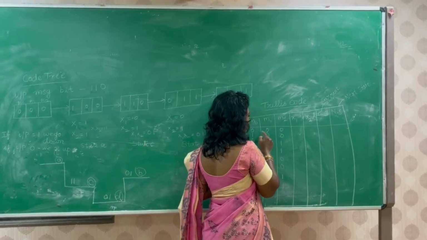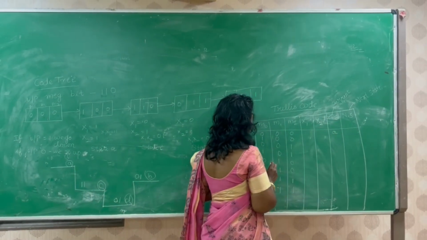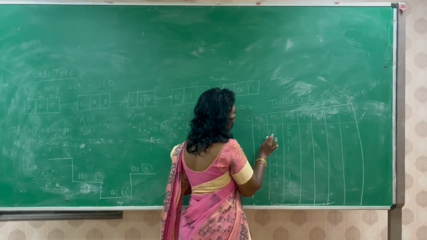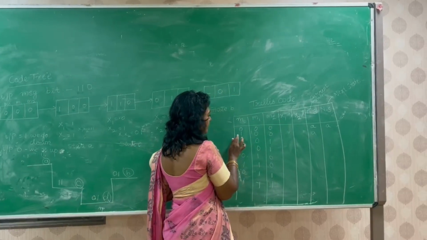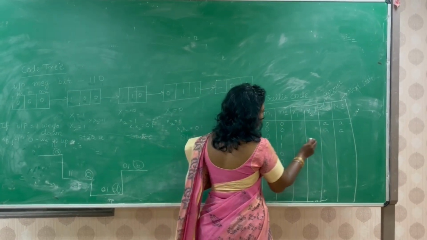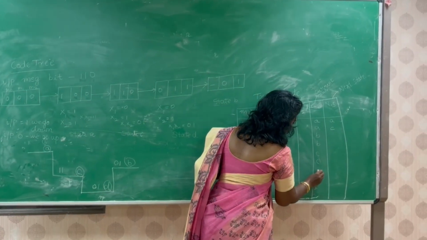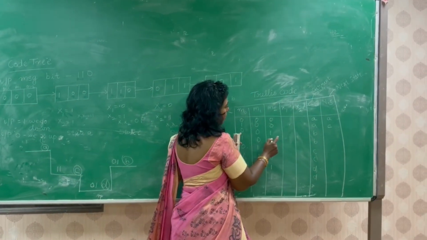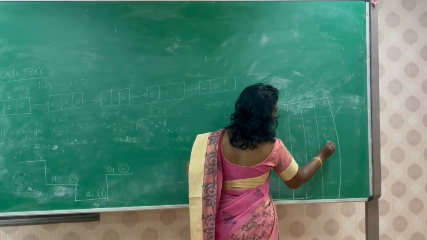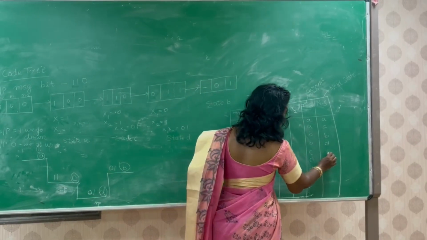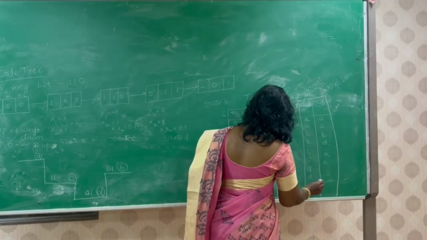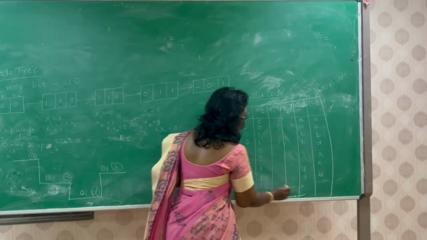Now, the current state is A. The next state depends upon M0 and M2, which is also A. Here, current state is A again. Next state is depending upon conditions of M0 and M2, which is 1, 0. 1, 0 is C. This is state B. The next state is 0, 1, which is here again. This next state is D. 1, 1 is D. 0, 0 is A. 1, 0 is C. 0, 1 is B. 1, 1 is B.